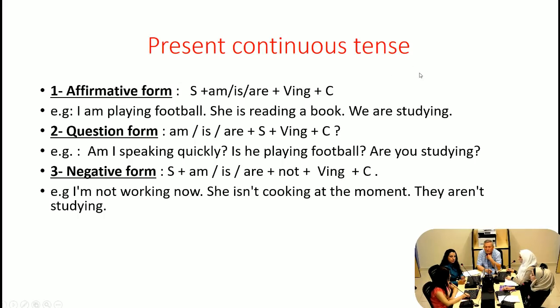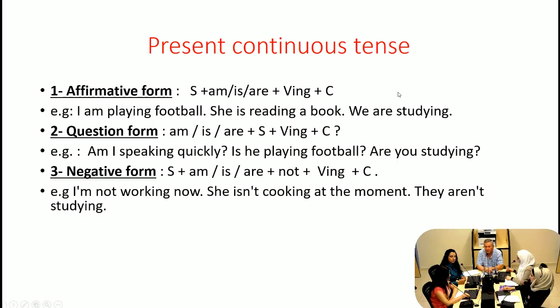The question form, we use first the verb to be, am, is, are, plus the subject, the verb with ing and the complement with the question mark. Example, am I speaking quickly? Is he playing football? Are you studying?